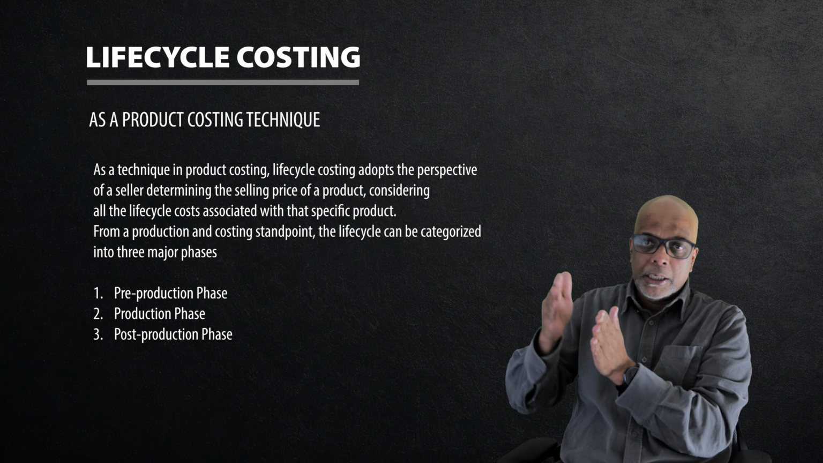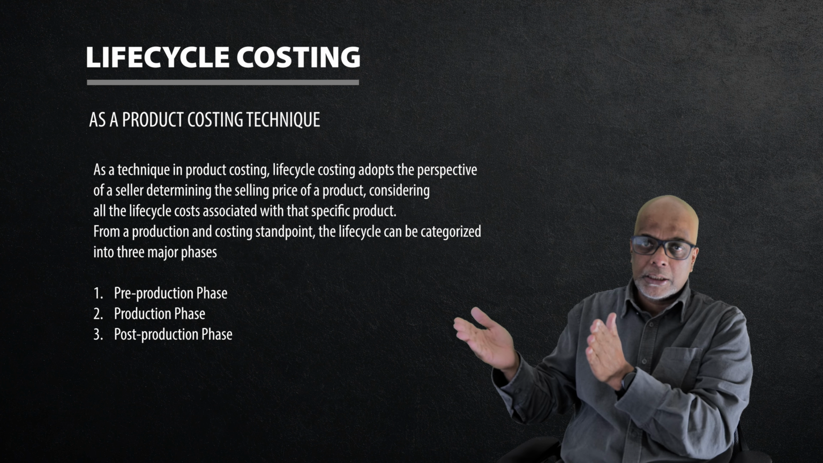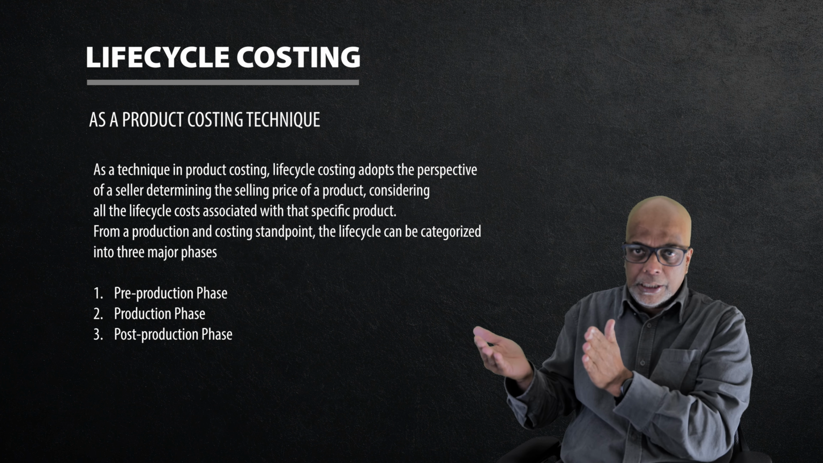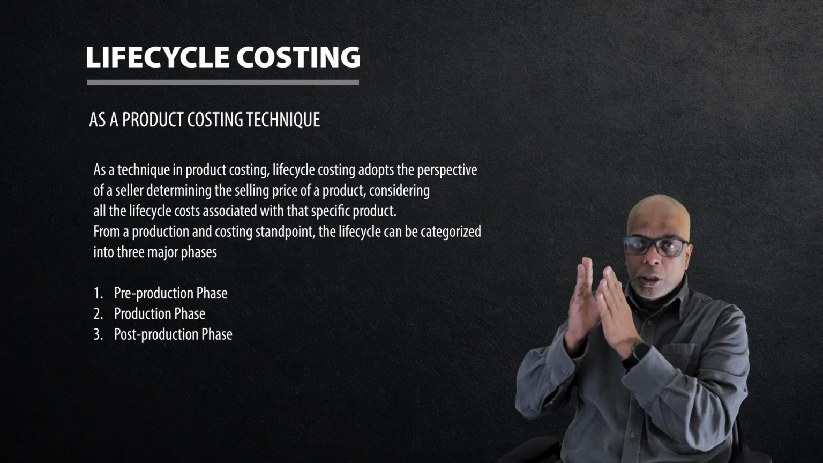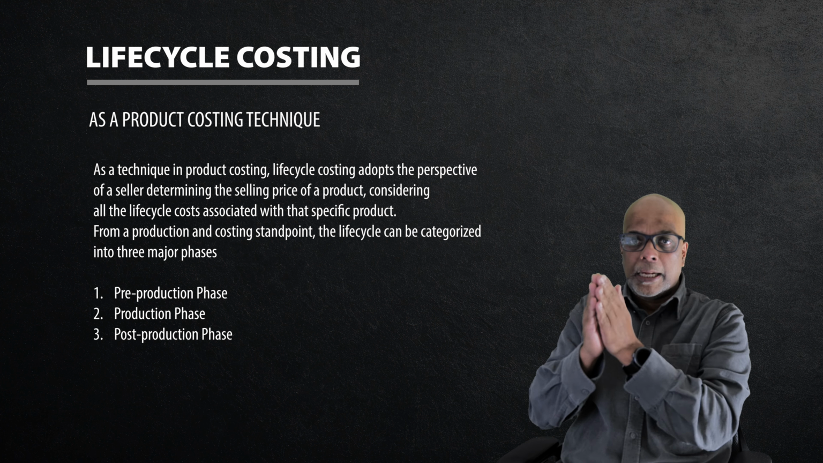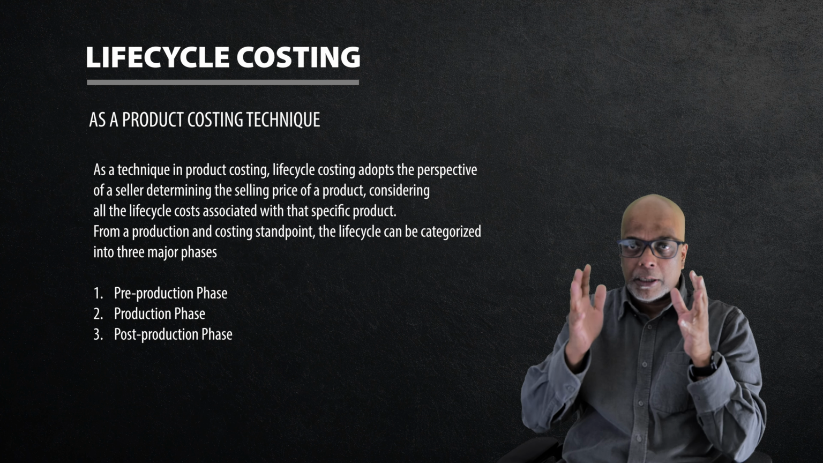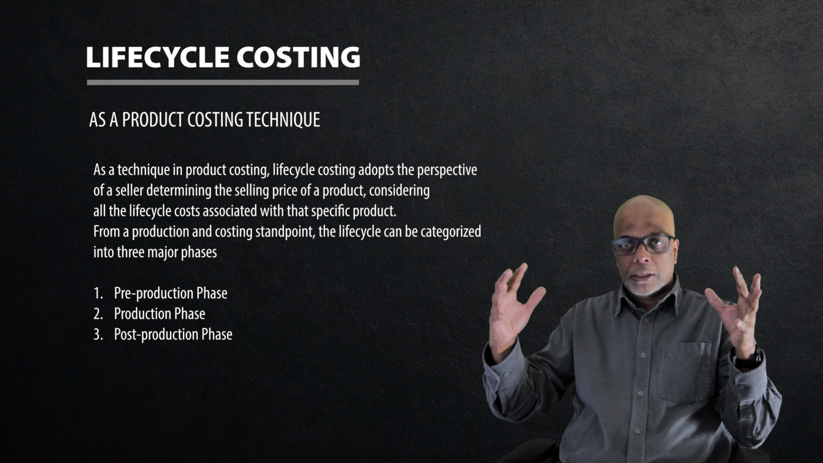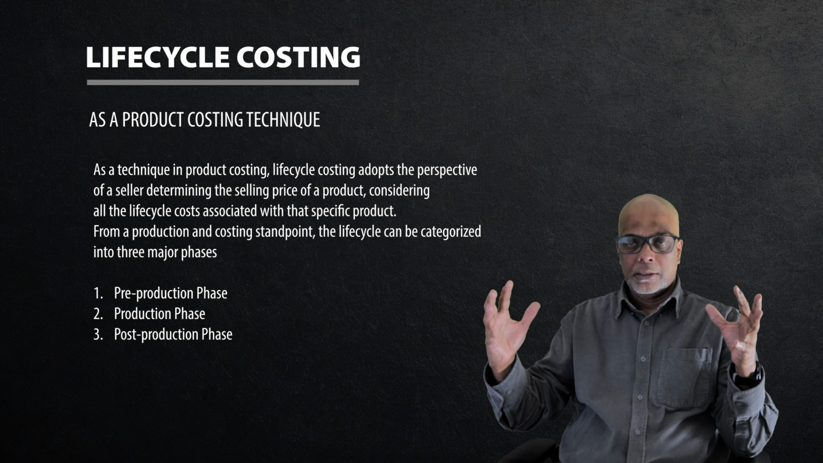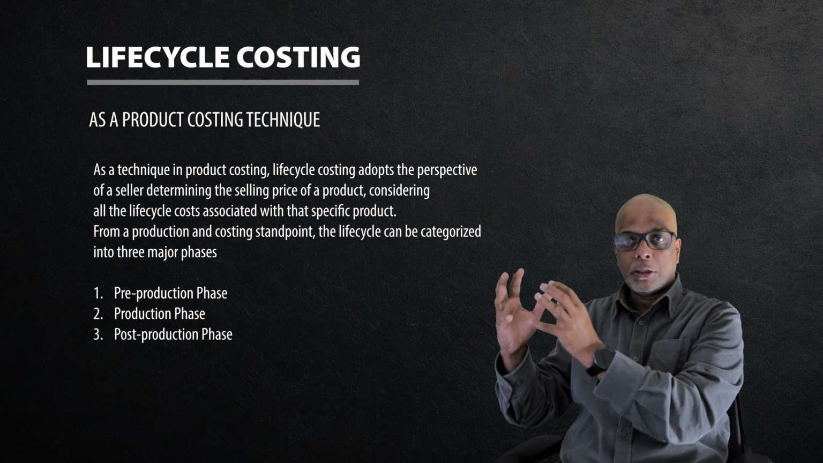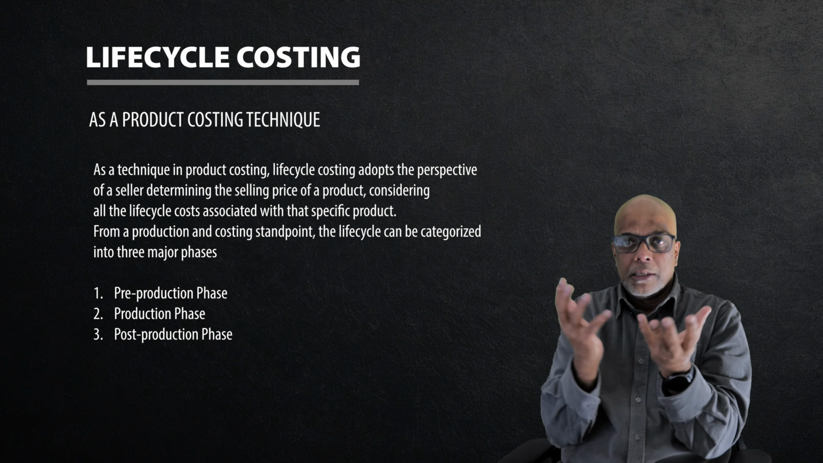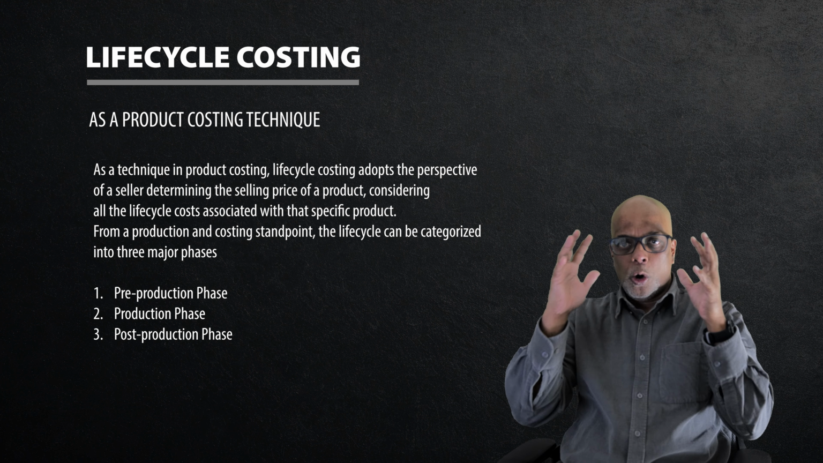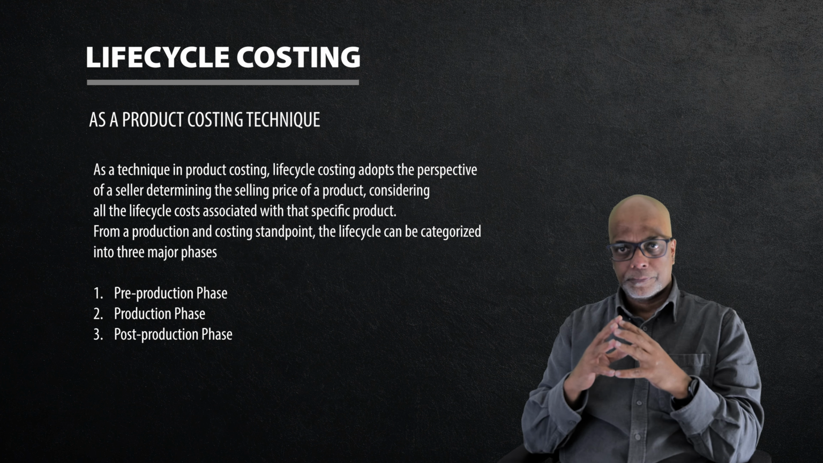For example, committed cost after that, after sales services, warranties and guarantees. So whatever the cost remaining, even after you stop producing and selling that particular model or that particular product. So we calculate the total cost of the whole life cycle: pre-production, production and post-production cost. Put them all together. So that will bring us the total life cycle cost.